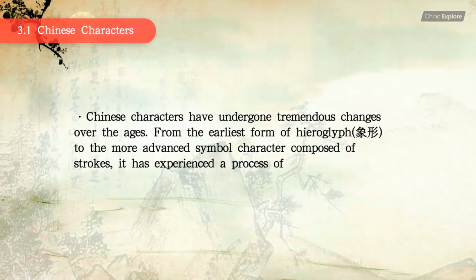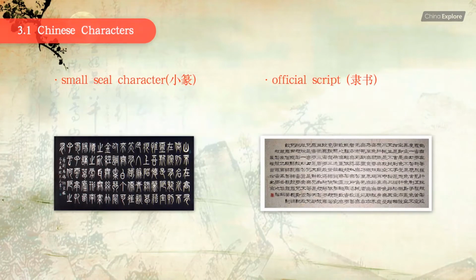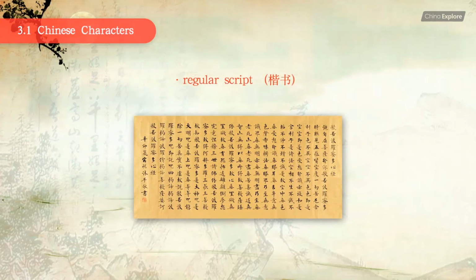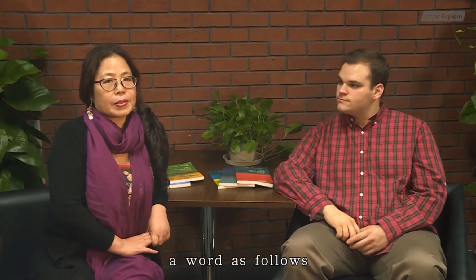Chinese characters have undergone tremendous changes over the ages, from the earliest form of hieroglyph to the more advanced symbol character composed of strokes. It has experienced a process of inscriptions on oracle bones, inscriptions on bronze objects, small seal characters, 小篆, official scripts, 隶书, and regular scripts, 楷书. There are mainly 4 ways of creating a word as follows.